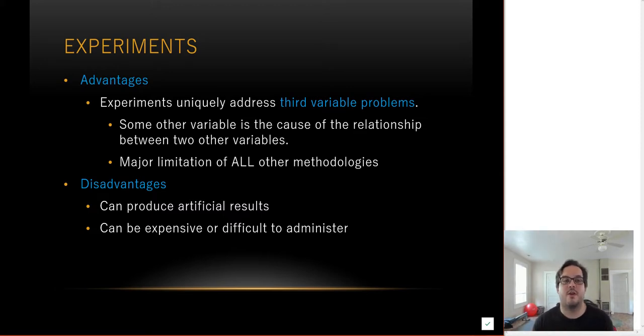That's a third variable problem. So this is a major limitation of all other designs. Experiments allow us to control for that third variable. It allows us to pinpoint that this thing that we are changing.